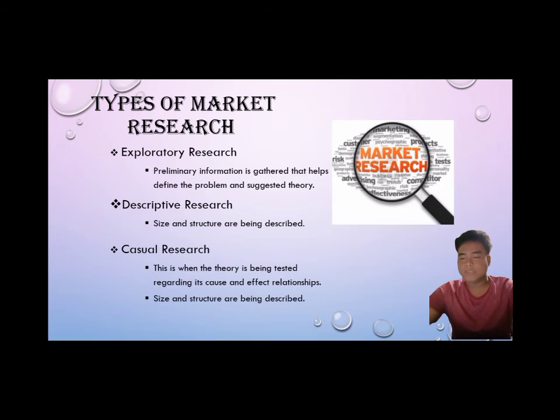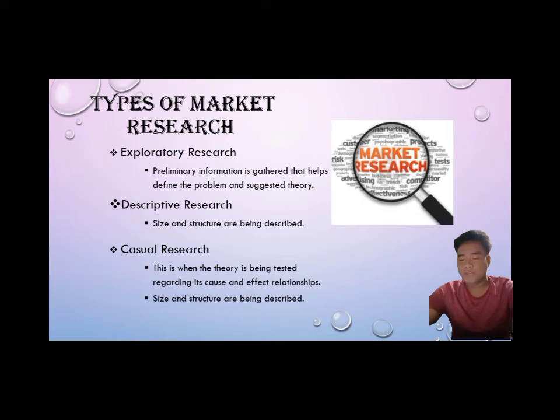Causal research. This is when the theory is being tested regarding its cause and effect relationships, and size and structure are being described.